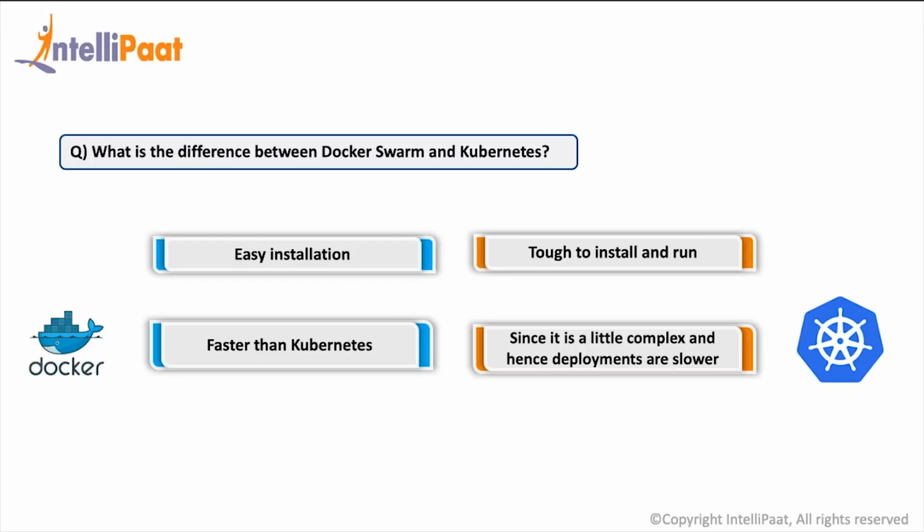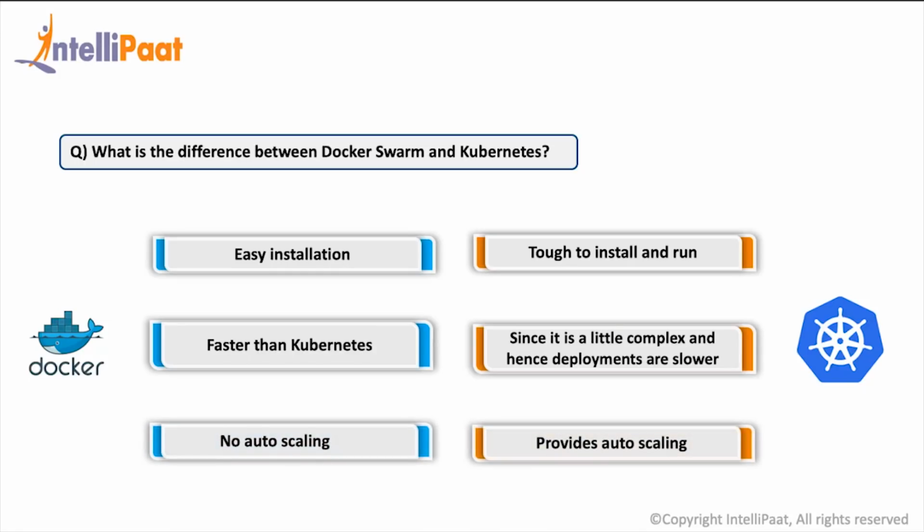But like I said, Kubernetes is complex and it has a lot of services and features, because of which its deployments are a little slower when we compare it to Docker Swarm.